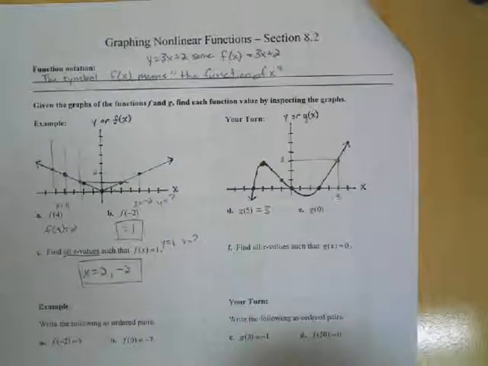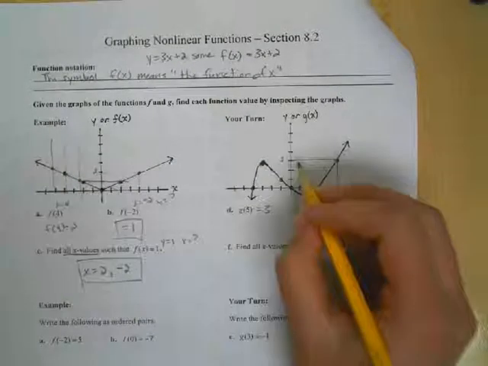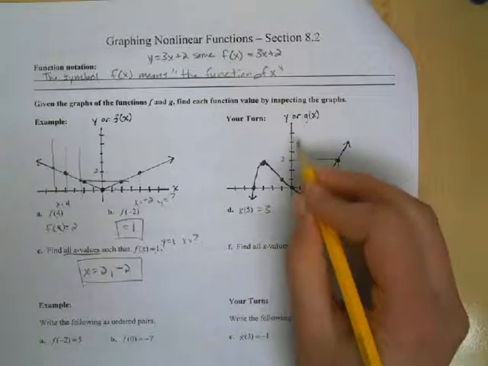Do the same thing here. So g of 0, this is saying when x is 0. Right here is where x is 0, along this axis.